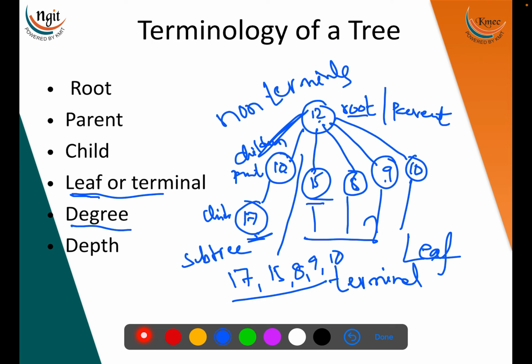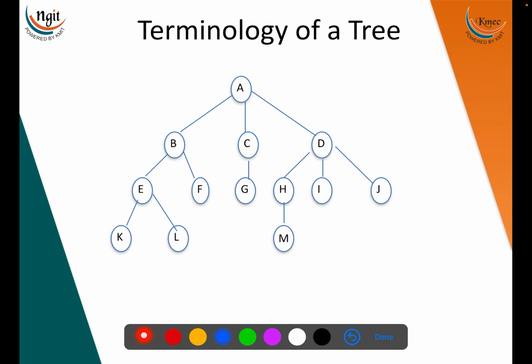Now, what do you mean by degree? Degree is the number of nodes extracted from a node. So the degree of 12 is 1, 2, 3, 4, 5. Depth is from this node to the bottom: how many levels the tree has, that is the depth. We'll see an example to understand it better and in brief.